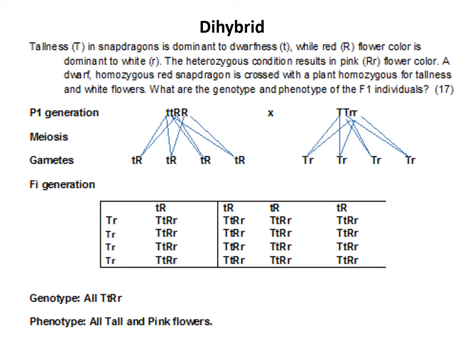So next, let us have a look at a dihybrid cross. A dihybrid cross looks at 2 traits at the same time. So let's read the situation on the slide. It says that tallness in snapdragons is dominant to dwarfness. So tallness is with a capital letter T, and dwarfness is a small letter t. While red flower color is dominant to white. So red is a capital R and white is a small letter r.